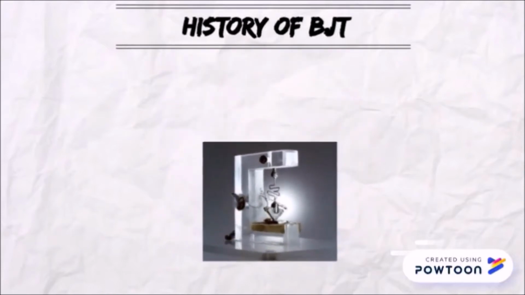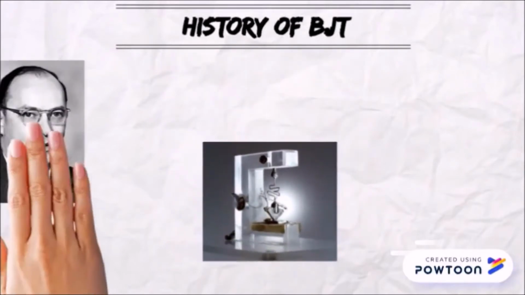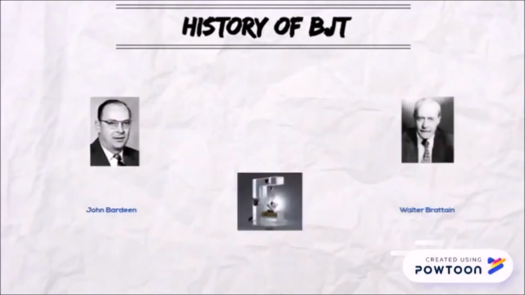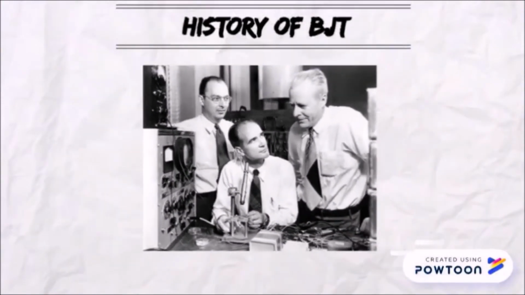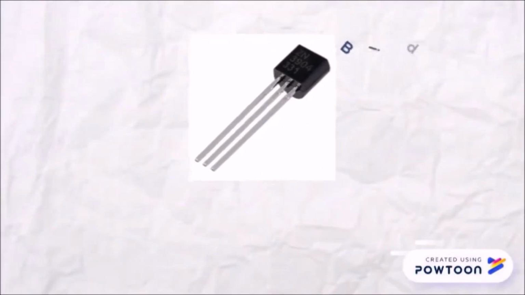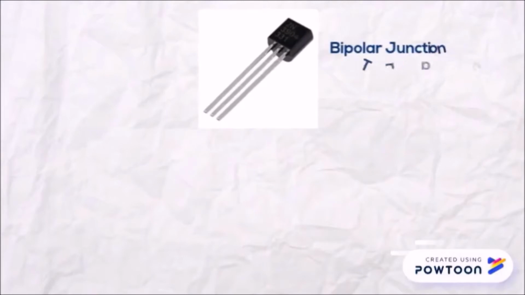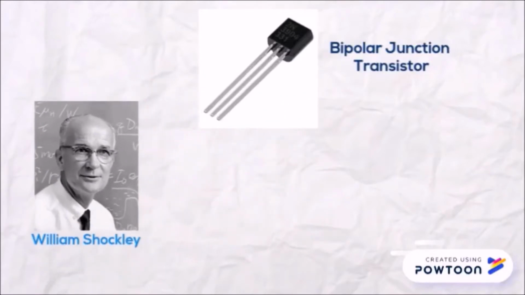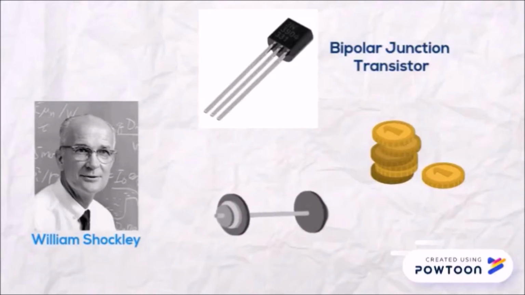In December 1947, the bipolar point contact transistor was invented by John Bardeen and Walter Brattain at the Bell Telephone Laboratories under the direction of Shockley. In 1948, the junction version known as the bipolar junction transistor was created by William Shockley. This revolution made possible the design and manufacture of inexpensive and lightweight electronic devices that we use nowadays.